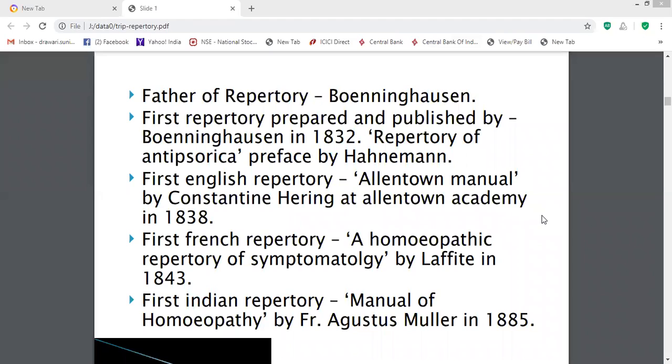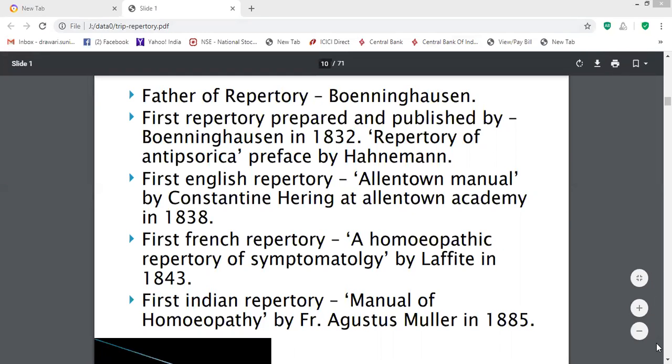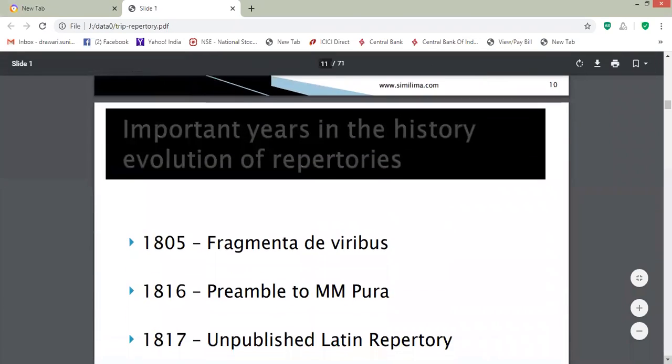These are the questions on these slides. It was asked frequently: who is the father of repertory? Who is the first Repertorian? What is the name of the repertory which was completed first? When was it completed? Which was the first repertory which got published and when was it published? Then which is the first English repertory, which is the first French repertory, which is the first Indian repertory? So these questions are asked in oral examination, so you have to know about all these things.